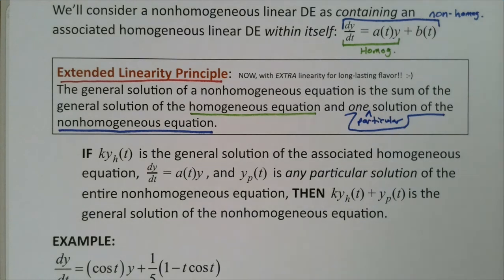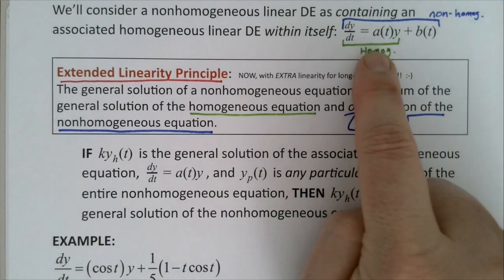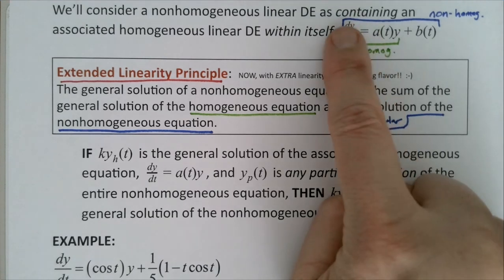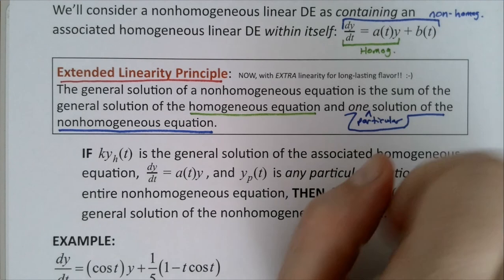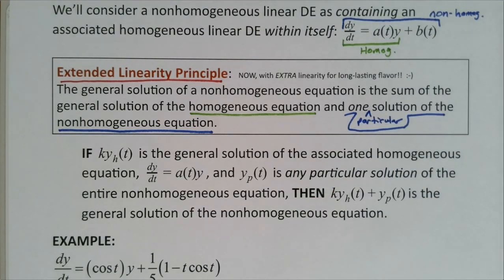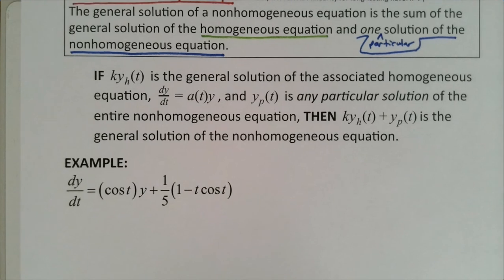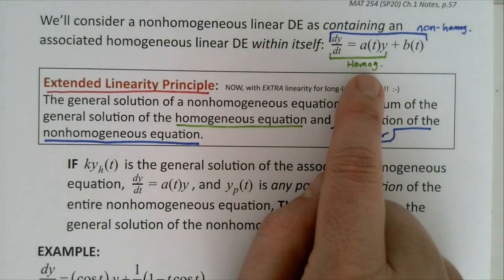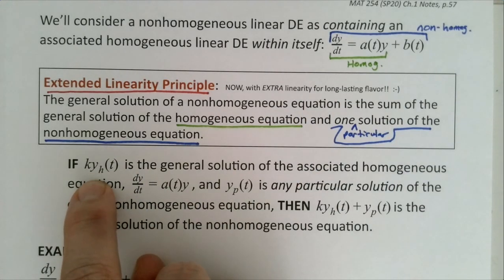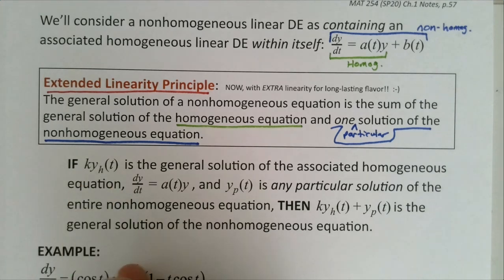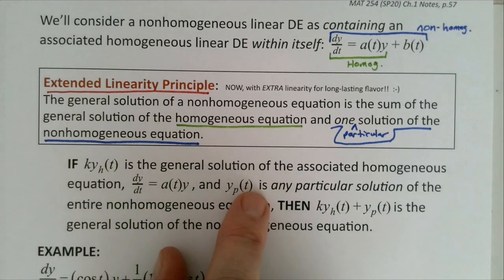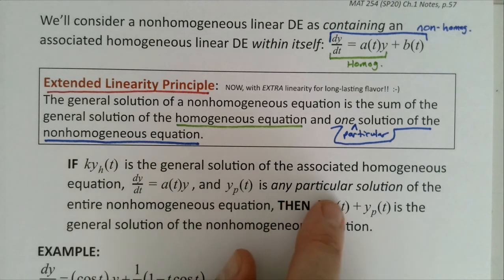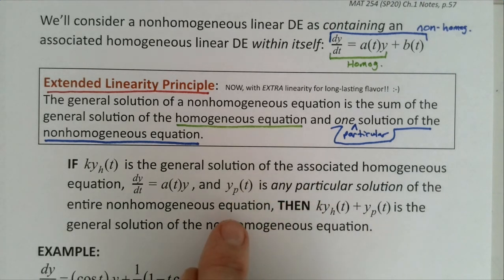So what we have to do is come up with the solution to this thing, which we already have the techniques for solving, right? And then we have to come up with one particular solution for the overall. Okay, in theorem form, if you know something is the general solution for the homogeneous part, if k times y sub h is the general solution for the homogeneous part, and y sub p is any particular solution of the entire non-homogeneous equation.